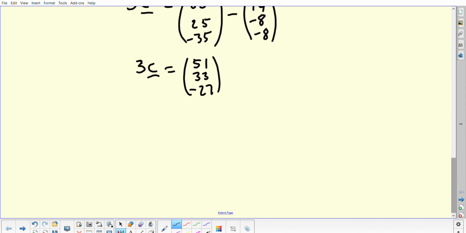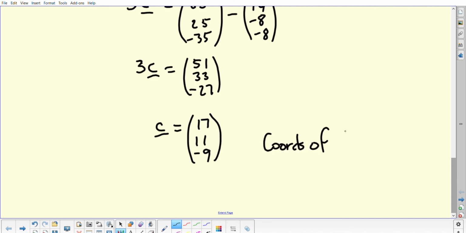Now remember, this is what 3C is equal to, so C will need to be divided through, and we get 17, 11 and minus 9. Remember what you were asked for was the coordinates for the point C. So coordinates of C will be 17, 11, minus 9.